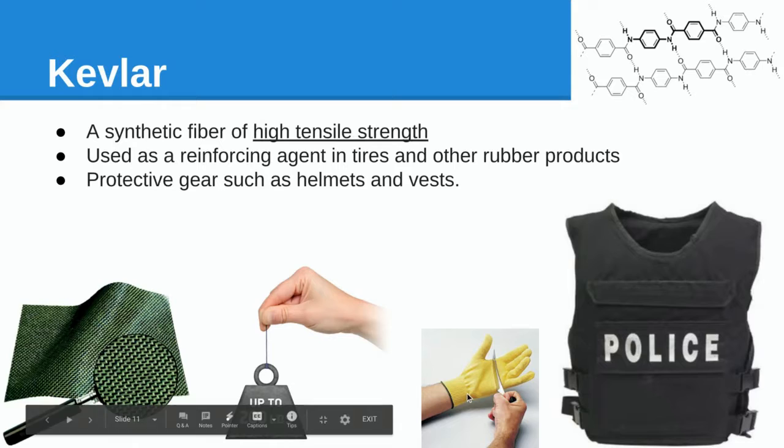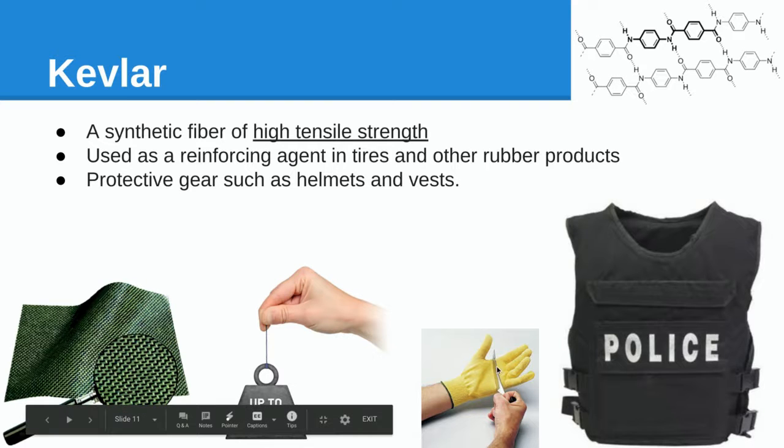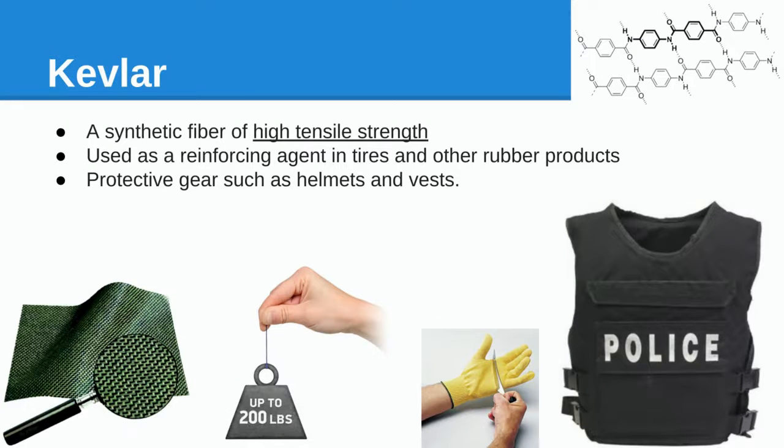Kevlar, a synthetic fiber of high tensile strength, used as a reinforcing agent in tires and other rubber products. Protective gear such as helmets and vests. It's so strong, it's very difficult to break through the Kevlar. And so you can see this person is using a knife right on their glove. Bulletproof vests use Kevlar because even though the bullet will hit them and can still break ribs and cause a lot of pain, it's very difficult for a bullet to penetrate through a sheet of Kevlar.